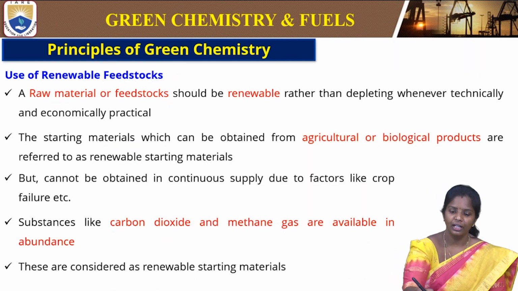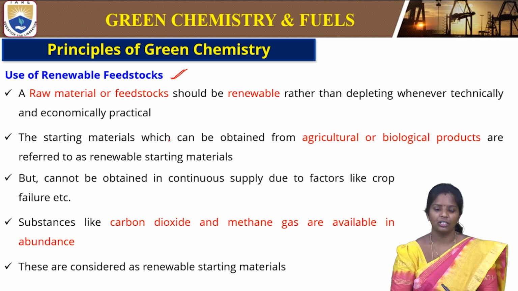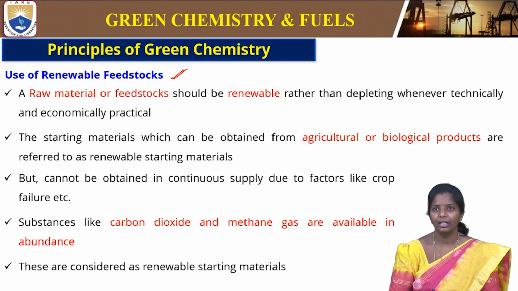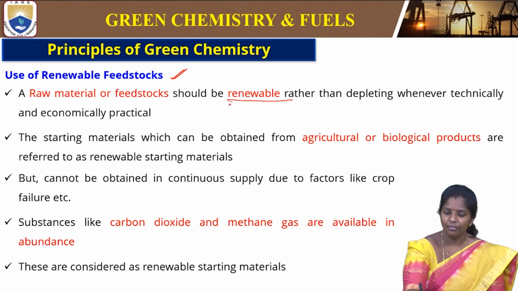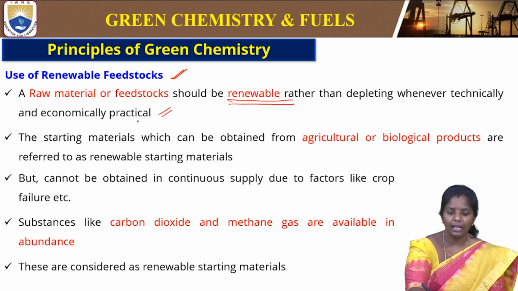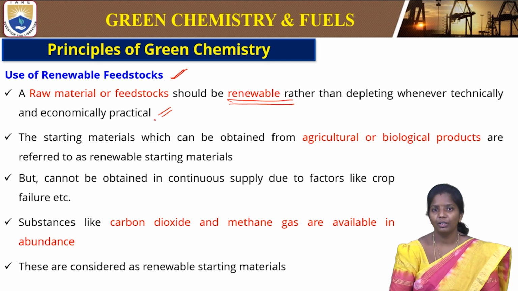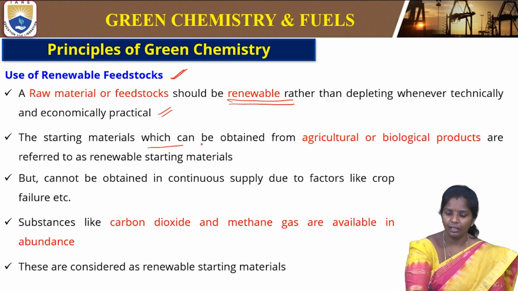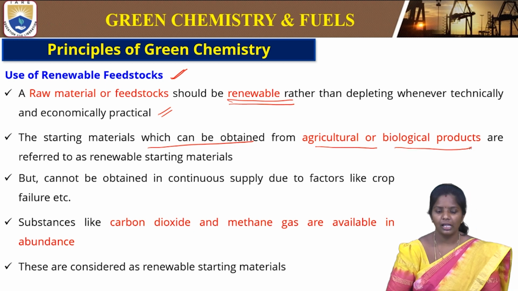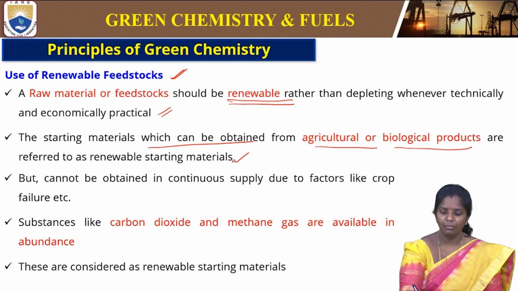Then comes the use of renewable feedstocks. What are renewable feedstocks? We have seen in the introduction that the raw materials or feedstocks that we use should be from renewable resources, that means from biological origin, so that they do not deplete easily, whenever technically and economically practical. So they can be used in large quantities and are always being produced. Starting materials obtained from agricultural or biological products are referred to as renewable starting materials.